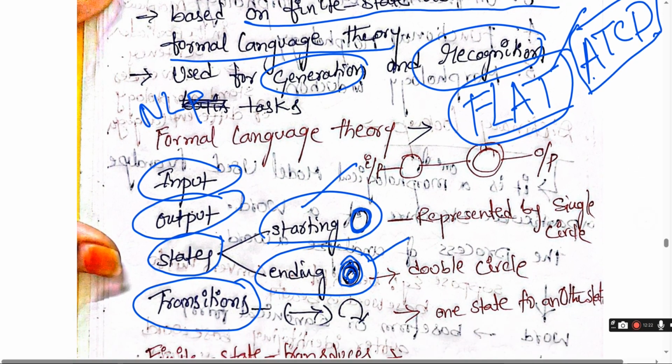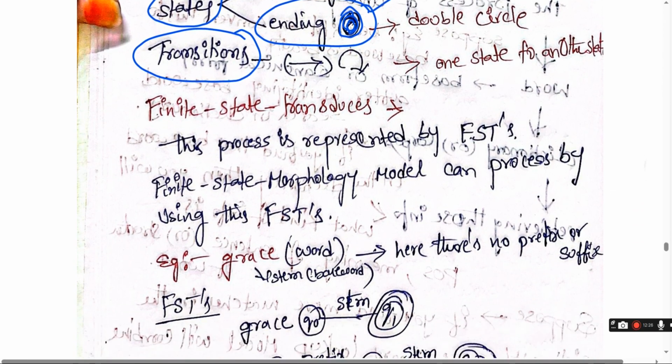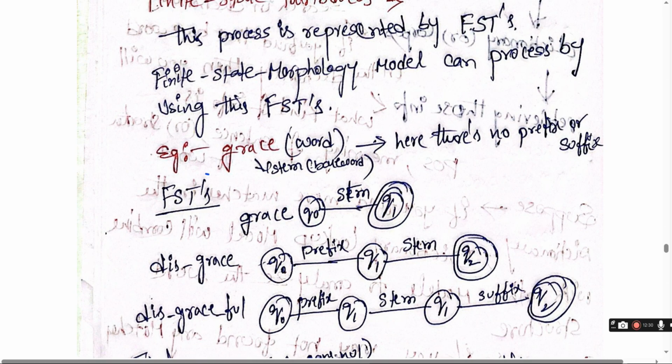Okay, then we'll jump into a simple example. Here, the example we will consider is grace. Grace is a simple example. We'll consider this as one word. This word doesn't have a prefix and doesn't have a suffix. So this word grace itself we can call a stem word or root word.